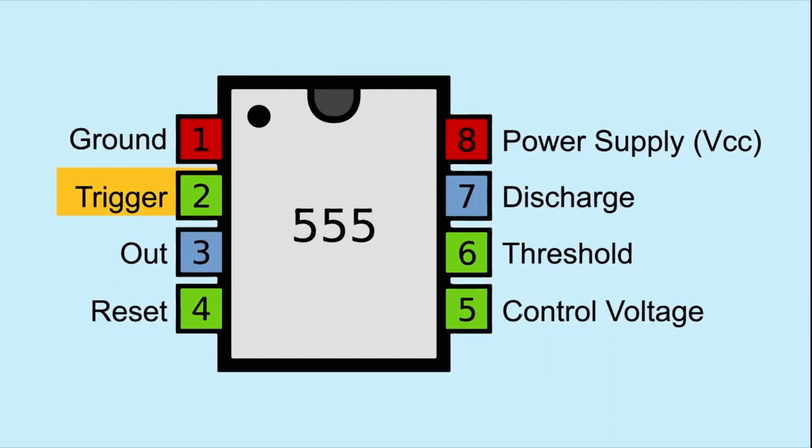Pin 1 ground. Pin 2 trigger input. Pin 3 output. Pin 4 reset. Pin 5 control voltage. Pin 6 threshold. Pin 7 discharge. Pin 8 power supply.